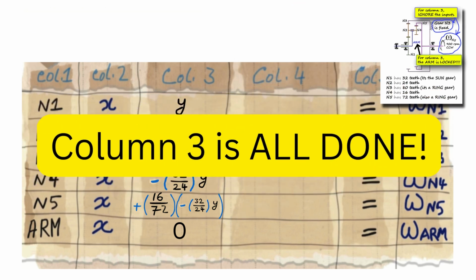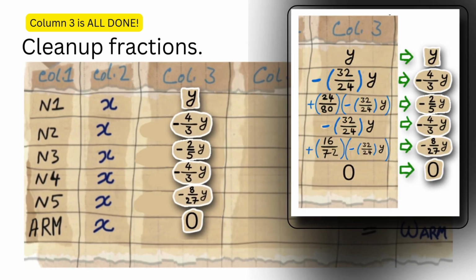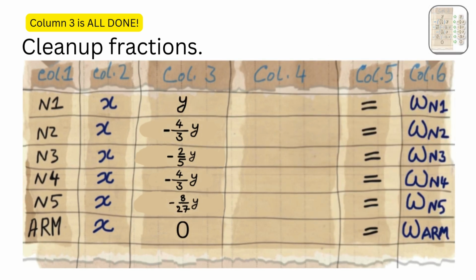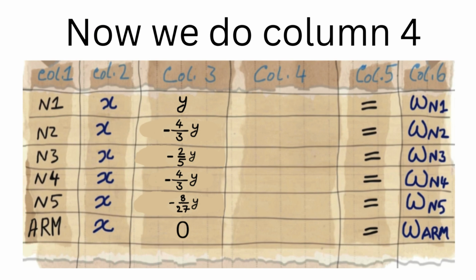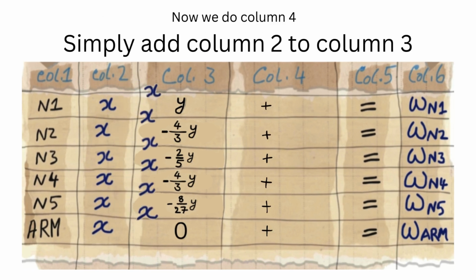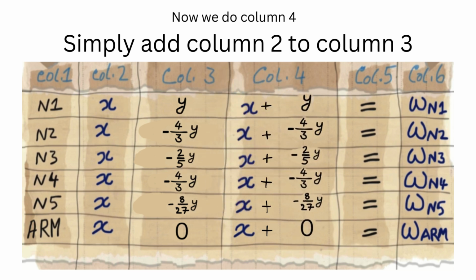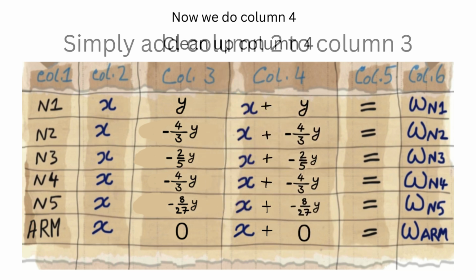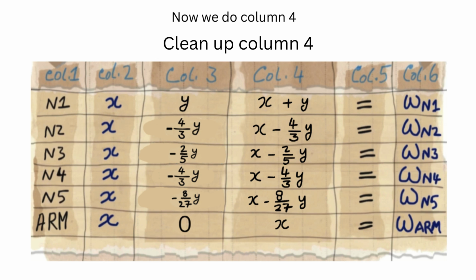Before moving on to column 4, we just clean up our algebra. And that is what you see in column 3. I just simplified the fractions. In column 4, simply take the stuff you have in column 2 and add it to the stuff you have in column 3. Now clean up the signs, and there you have it. Column 4 is complete as well.